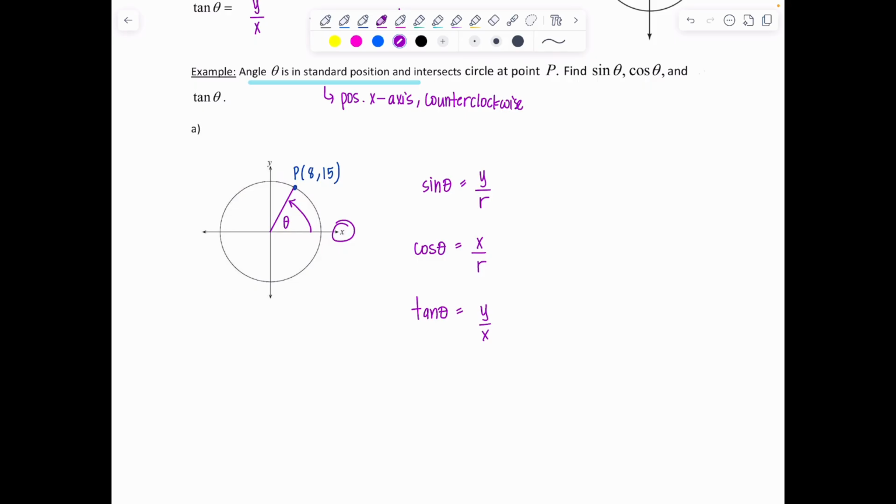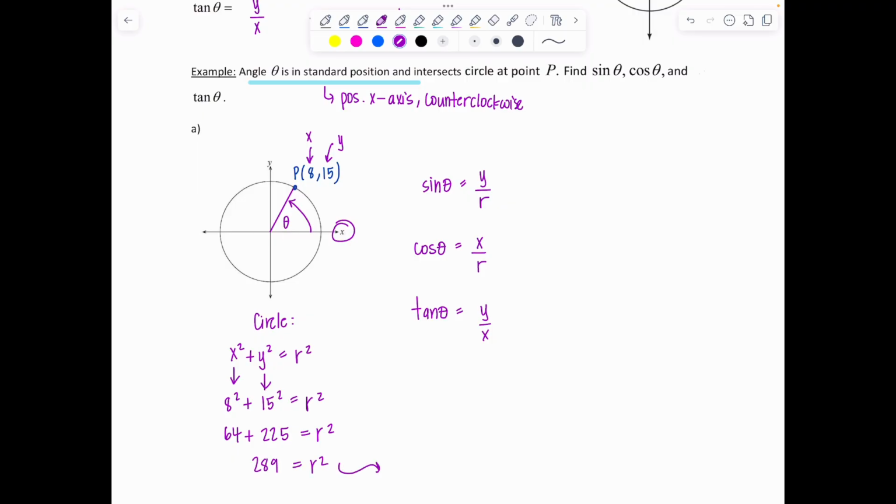Since I have this point P, I know the value of x and y. The only thing I'm missing is r. But notice this is a circle centered at the origin. So the equation of a circle centered at the origin is always x squared plus y squared equals r squared. So we can find r. They gave me x and y, right? So 8 squared plus 15 squared is r squared. So that's 64 plus 225 is r squared.